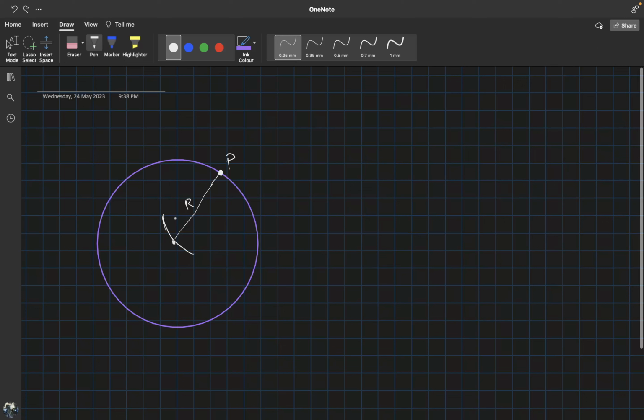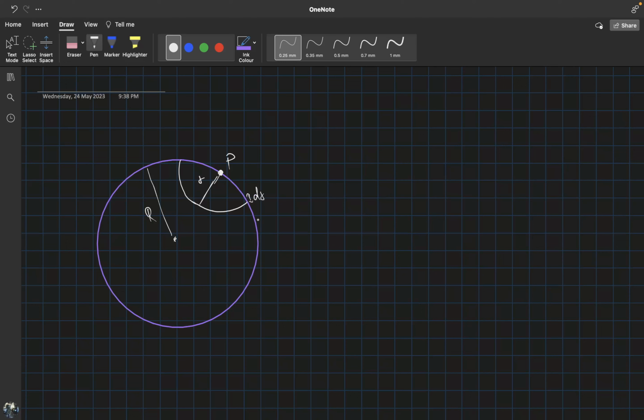So that's the center, that's some radius, and that's the circle. Exactly. So I can mark this as small r. Now we'll take the thickness of this arc as dr.